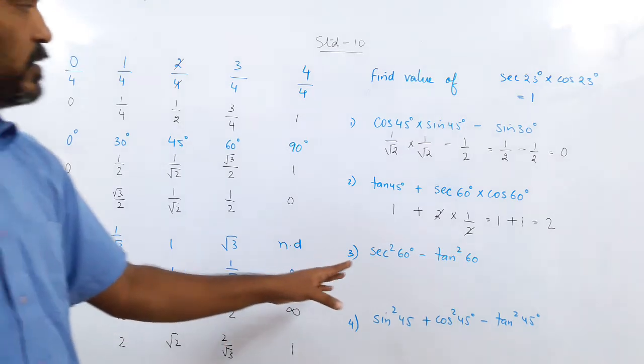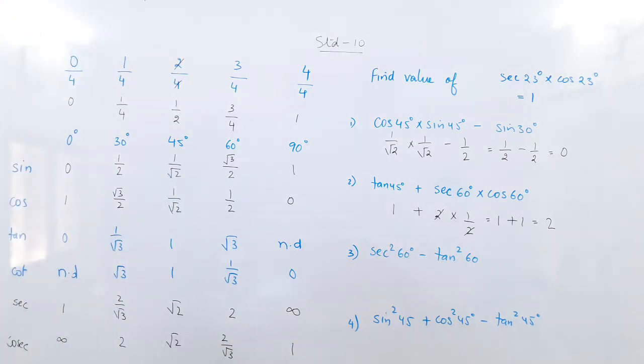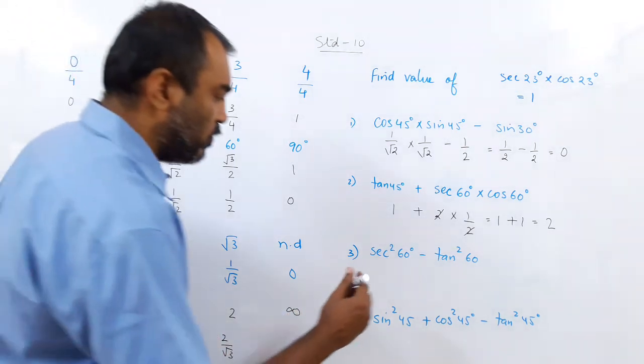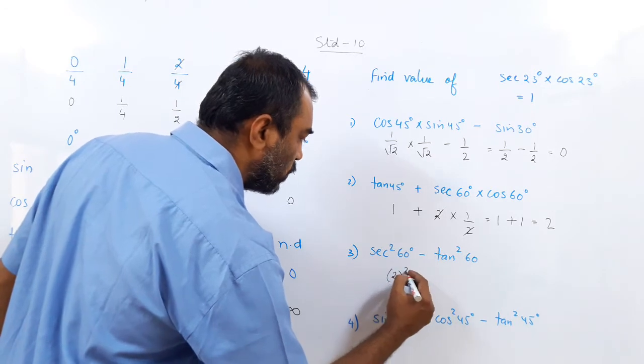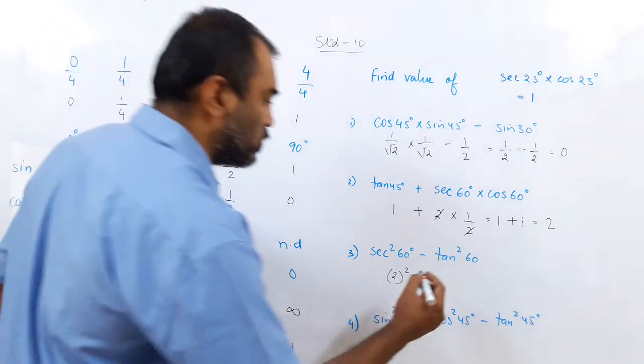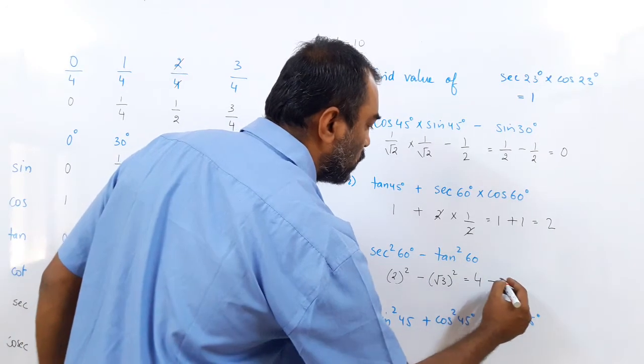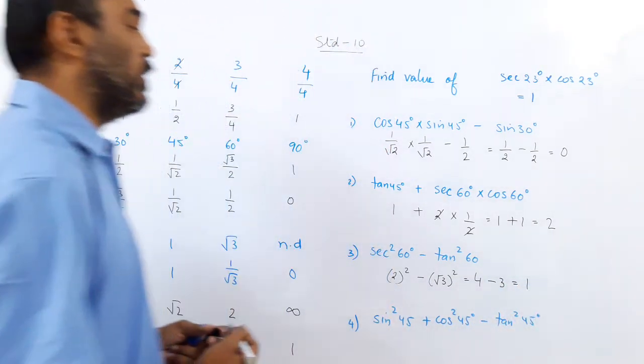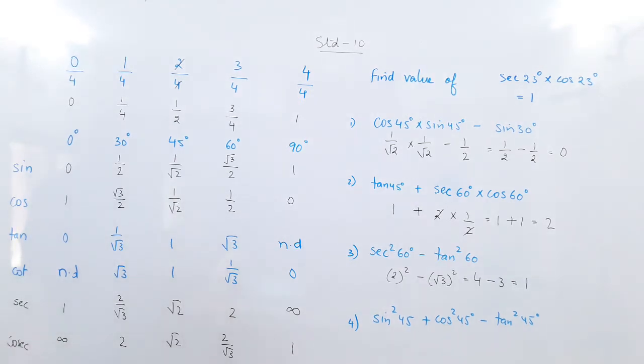Now the next one is something about squares. First, sec square 60 is 2 square. Minus tan square 60. What is tan 60? Tan 60 is root 3, so tan square 60 will be root 3 the whole square. So you will get 2 square is 4, minus root 3 square is 3. So you get the answer 1. So this is very simple, nothing complex. All you need to do is learn to make the table.